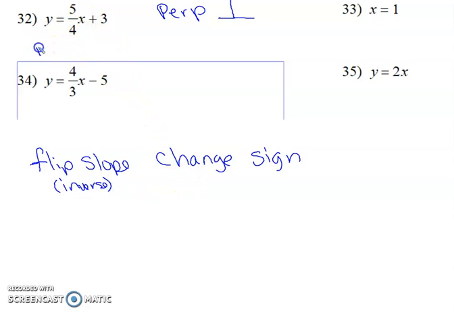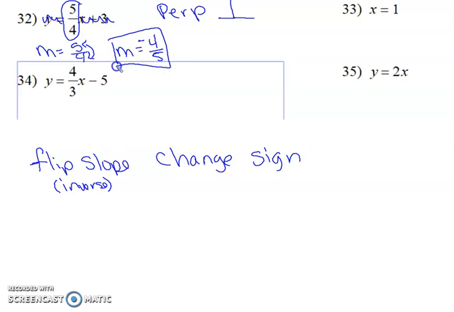So right here I start with m equals 5 over 4, but that's not my answer, because 5 over 4 is what the original was. I don't care about any of this stuff back here. What I do is flip it, m equals 4 over 5, and right now this is both positive. I make one of them negative. So m equals negative 4/5 is my answer.